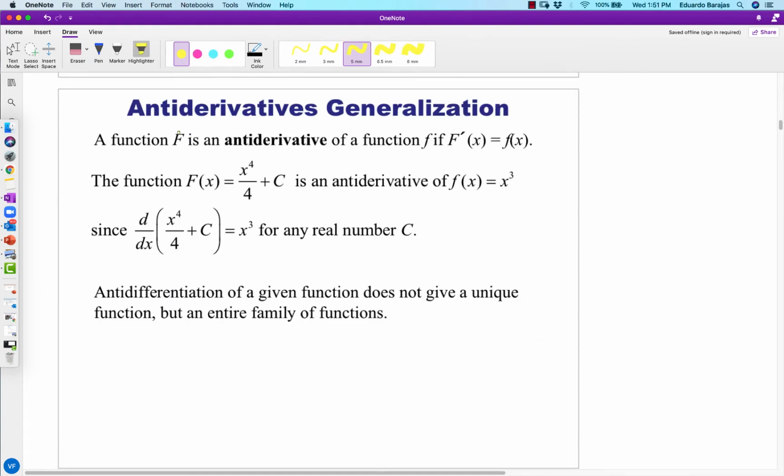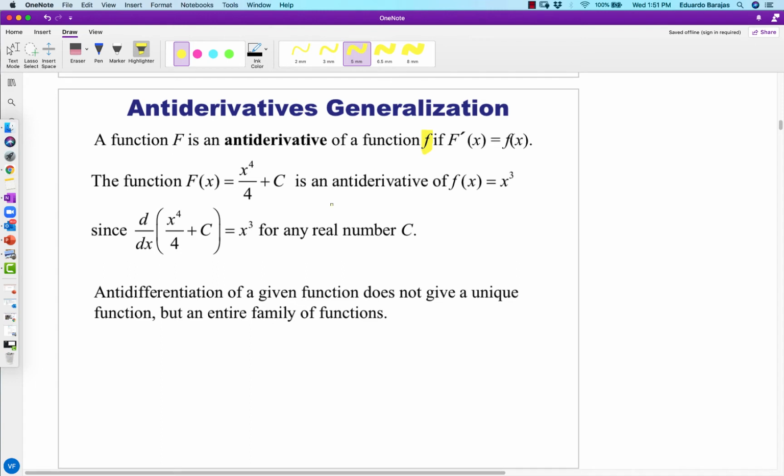So a function capital F is an antiderivative of a function lowercase f if capital F prime of x equals lowercase f of x, right? That's what we've been saying. The antiderivative of a given function lowercase f is going to be a new function, capital F, such that when you take the derivative of capital F, it gives you the lowercase f function.